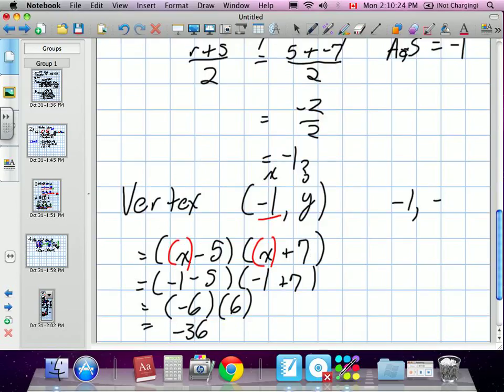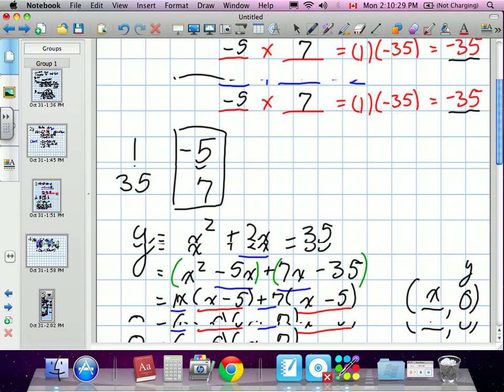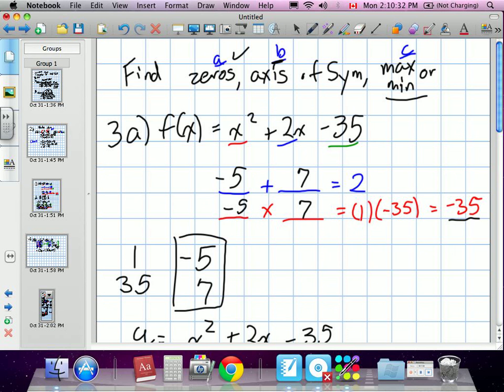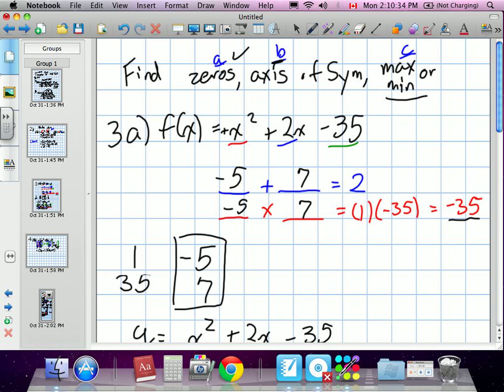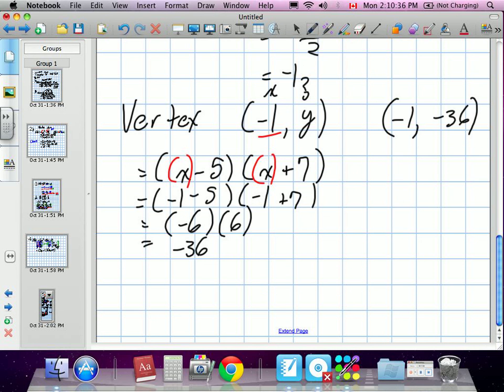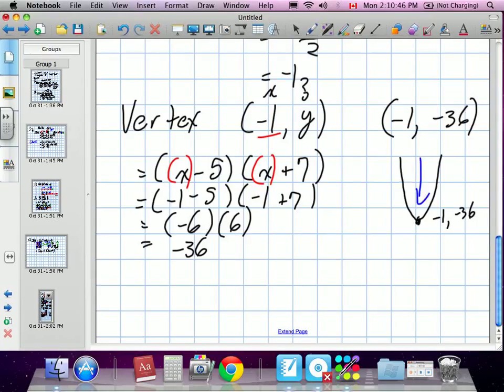Now, here's what's very important. We need to know if that's a maximum or a minimum. So because this is a positive a, we know we have an equation that opens upwards. And the lowest point is at negative 1 and negative 36. So the minimum, this is the lowest that this will go. Our minimum is equal to negative 36. If it was a parabola that faced downwards, then we would have a maximum, whatever the highest point would be.